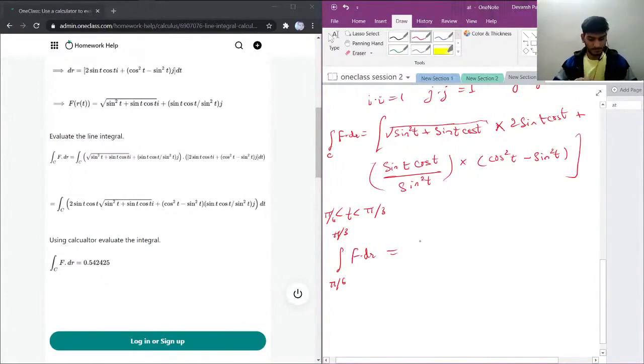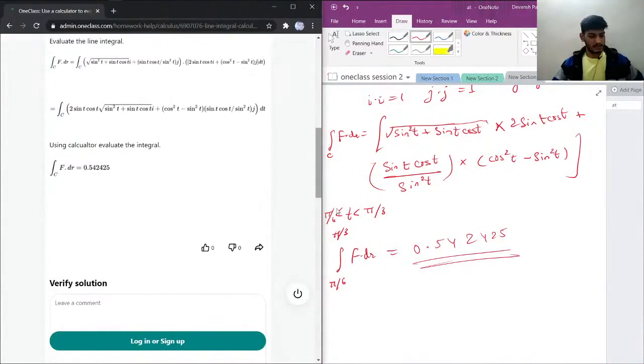Yeah, so the result is correct. It is 0.542425. So the solution given here is correct. Great job.